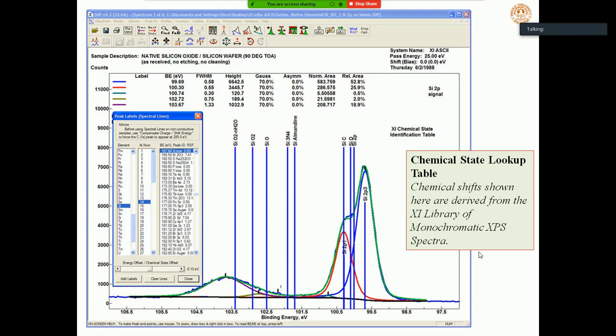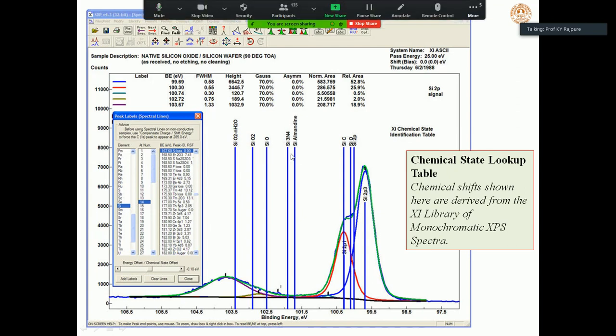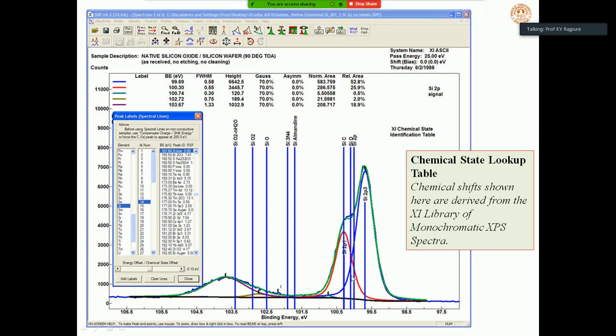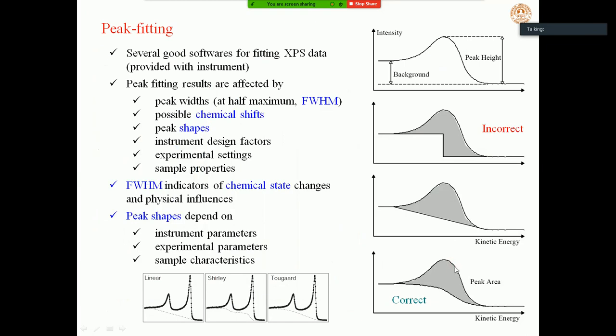Now, as I told, SiO2, hydrated SiO2, SiO, silicon nitride, and elemental silicon each have their own peak positions. This chemical state lookup table is given in the software itself, and it will tell you which silicon is present in your material. Peak fitting is very important.